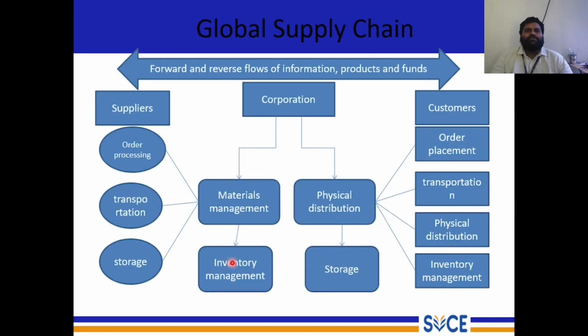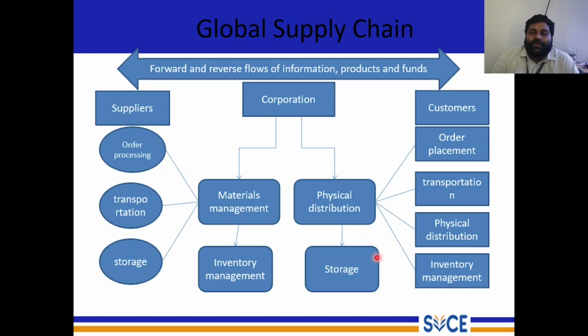So how does a global supply chain operate? When you talk about flow of information, it has to go both ways. Funds, products, and information flow forward and in reverse in a global supply chain. When a corporation is there, material management and inventory have to be considered: order processing, transportation, and storage.